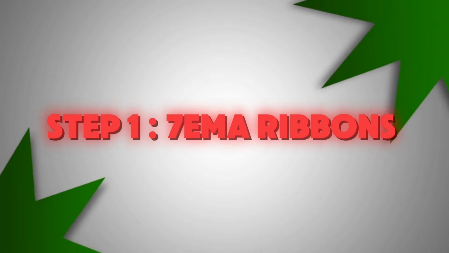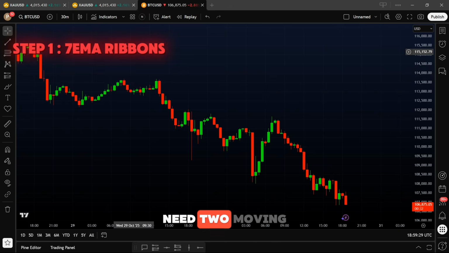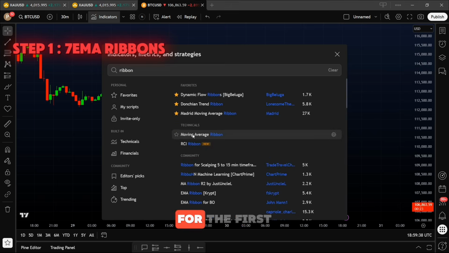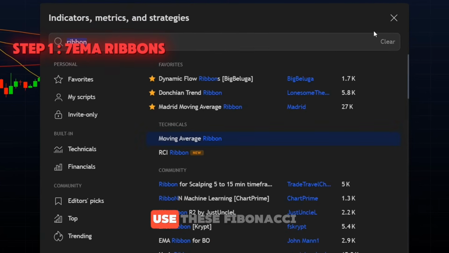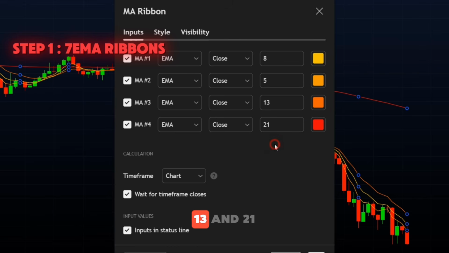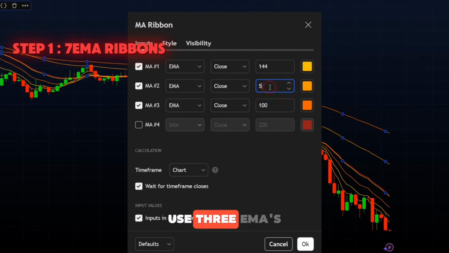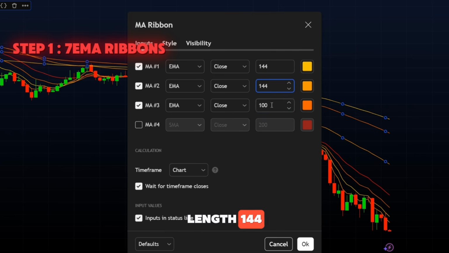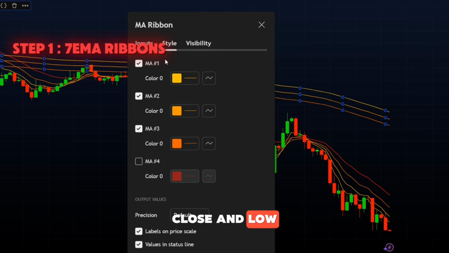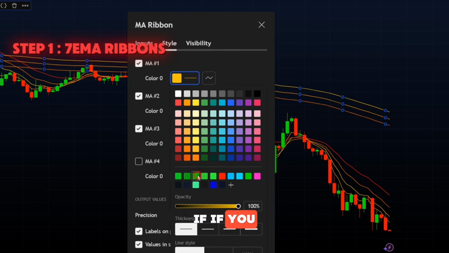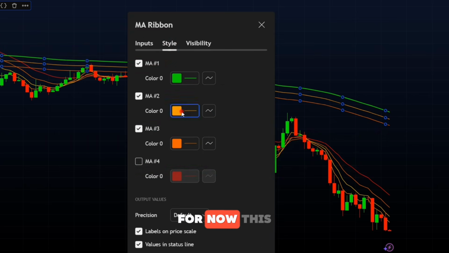Step 1, the 7 EMA ribbons. Quick setup. We need 2 moving average ribbon indicators. For the first ribbon, our momentum ribbon, use these Fibonacci settings: 5, 8, 13, and 21. Make them orange and red. For the second ribbon, our trend ribbon, use 3 EMAs all set to length 144. Then, and this is key, set their sources to high, close, and low to create a channel. Make these green. If you need a more detailed walkthrough, I covered the full setup in my previous video. For now, this is our structure.